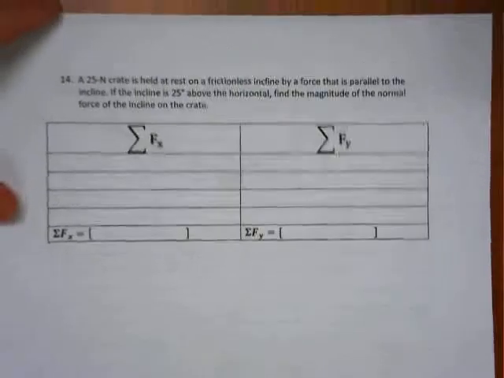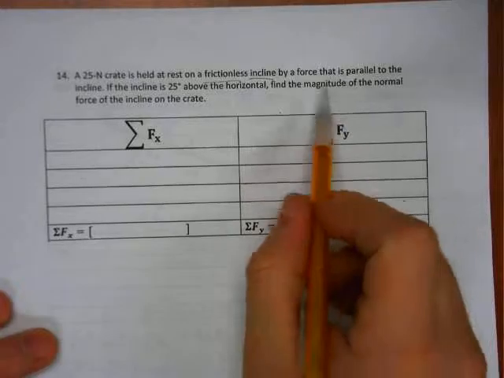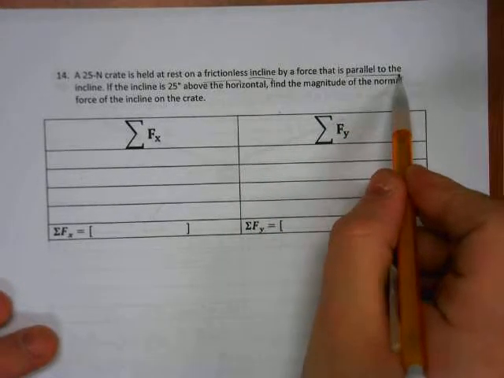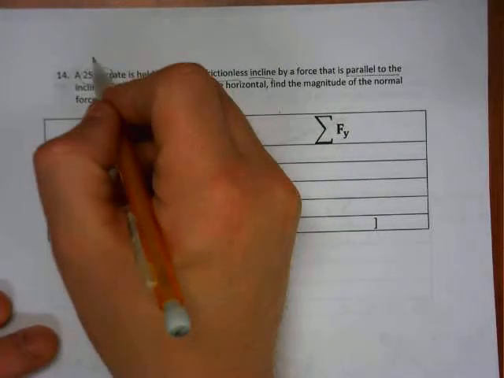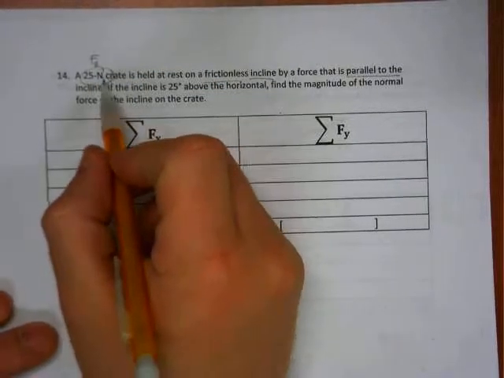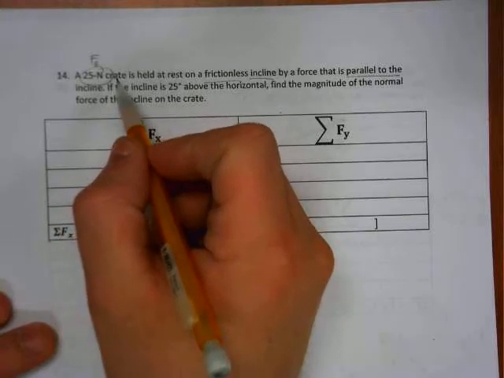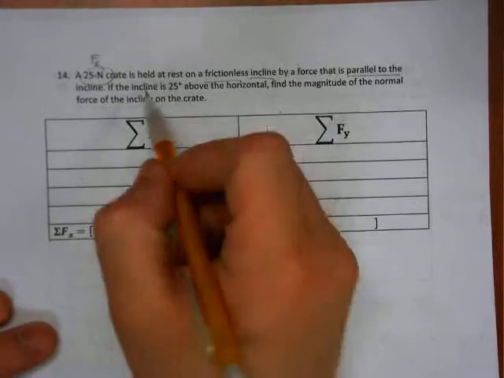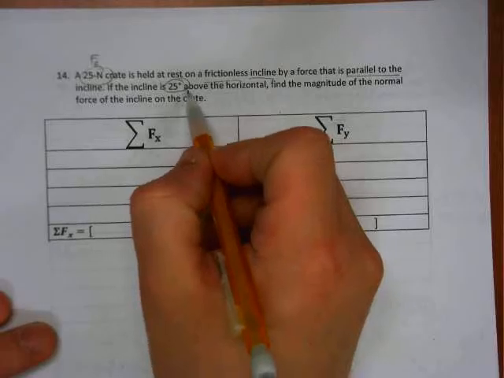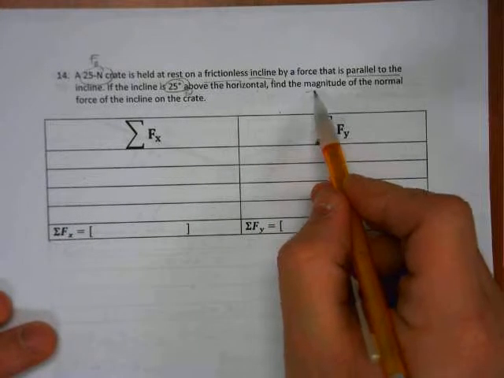All right, the first problem: we have a 25 Newton crate that is held at rest on a frictionless incline by a force that is parallel to the incline. And it's 25 newtons, that is the force of gravity. We could find the mass of the crate, but why bother? Because we know we're going to have to end up dealing with force, right? The incline is 25 degrees, that's theta, above the horizontal. Find the magnitude of the normal force.